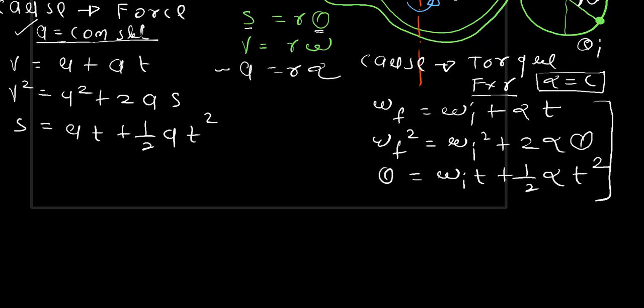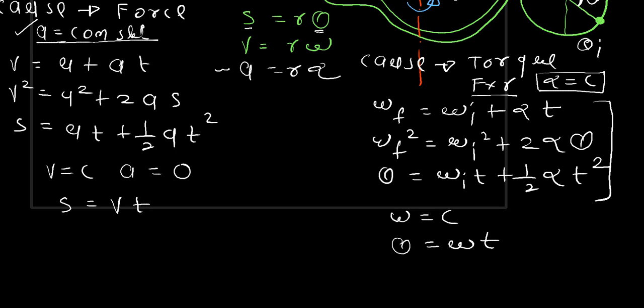We also studied when v is equal to constant, then what happens? Acceleration becomes zero, and displacement becomes s is equal to just velocity into time. So similarly here, when omega is constant, angular velocity constant, then theta becomes equal to omega into t. This is another analogy for these two kinematical equations.